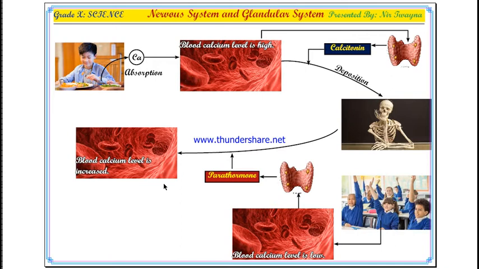Understood? So here bone is the storehouse, and calcitonin is the porter who carries calcium from blood to bone. Similarly, parathormone also works as a porter which carries calcium from bone to blood.